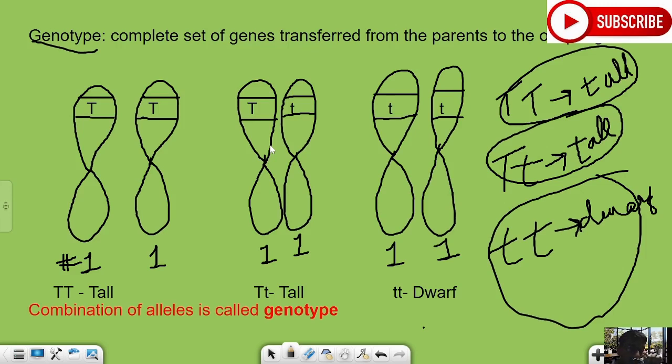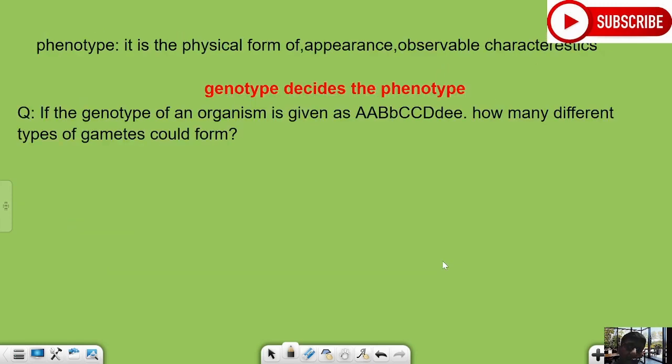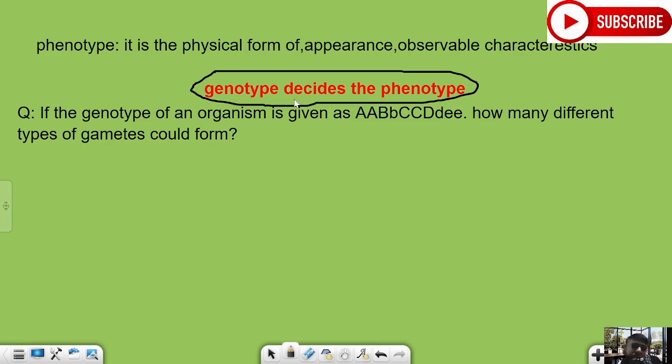We have taken only one condition; the case may be different. Phenotype is the physical form or the observable character of an organism. We should remember that genotype always decides the phenotype. If the genotype of an organism changes, the phenotype also changes. The genotype controls the phenotype of the organism. We will be studying it in detail in the coming lectures. This is only the basic class.